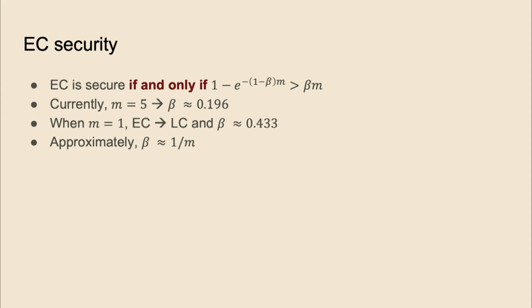And if we set the parameter equal to 1, then EC almost becomes the longest-chain protocol. Then the security threshold will also be boosted to about 0.433. And approximately, when m is large, the security threshold of EC is about 1 over m.